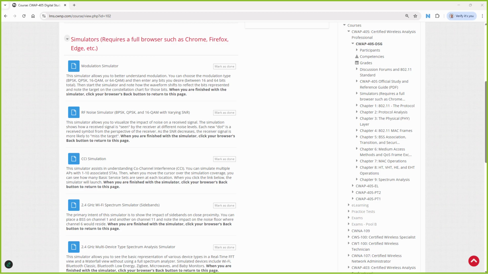Okay, so first of all, when you go into the digital edition of the study guide, you will see a section called simulators, and this is where you can access the various simulators to understand what they do and how they work, but they're again here to teach concepts. So the first concept we're going to talk about is one that is often challenging for people beginning to study wireless, whether that's Wi-Fi or some other wireless communication system, and that is the concept of modulation.